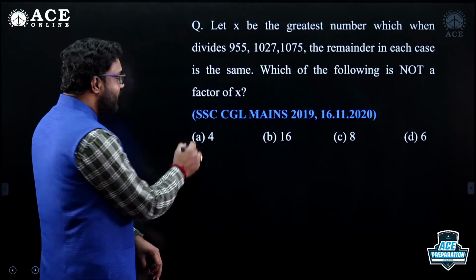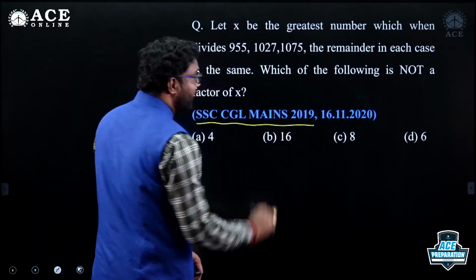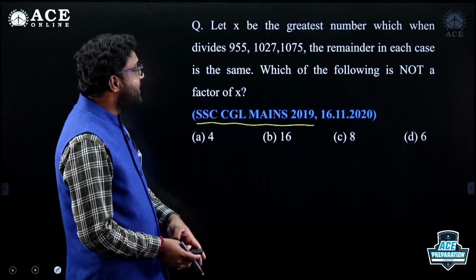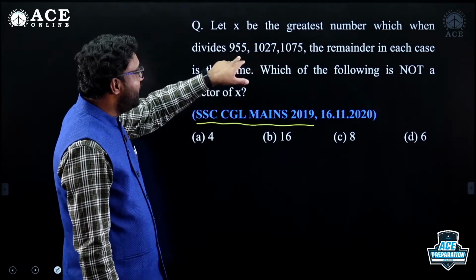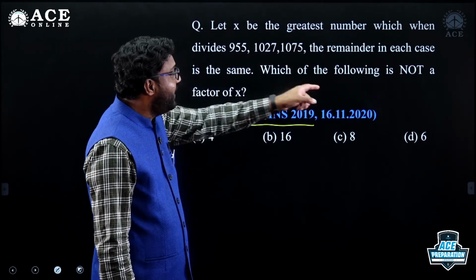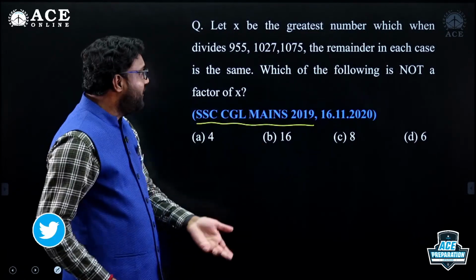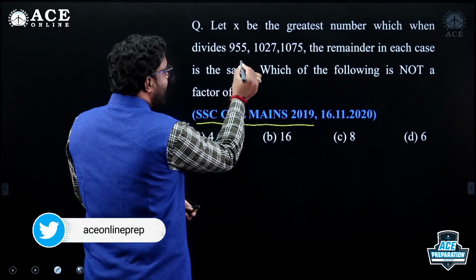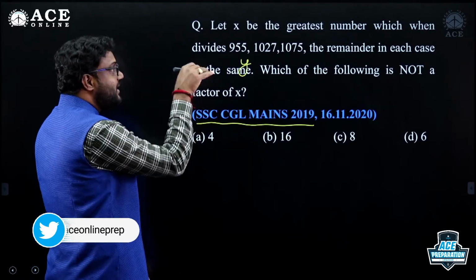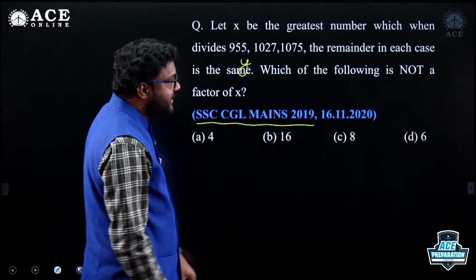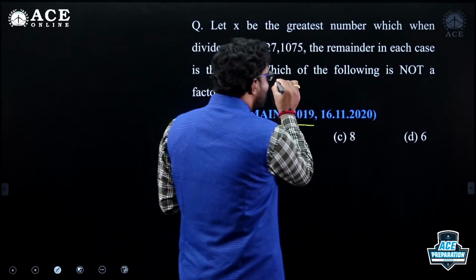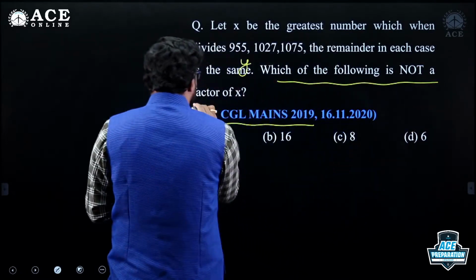Now, see the previous question, a 2019 question, a very important question, that too for big numbers. Let x be the greatest number which divides 955, 1027, 1075. The remainder in each case is the same. There is some remainder in each case. Let the remainder be y. So you want the greatest number which is dividing that. And see, in the options they are asking which of the following is not a factor. So good question, my dear friends.